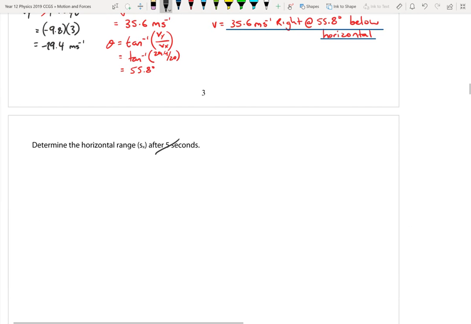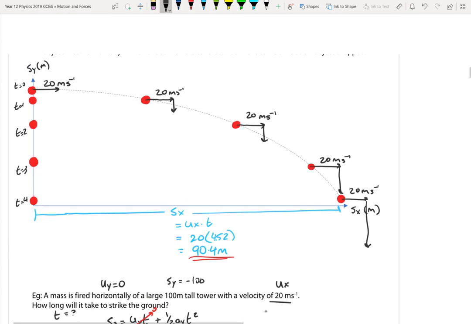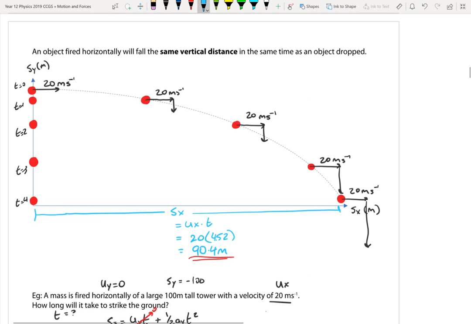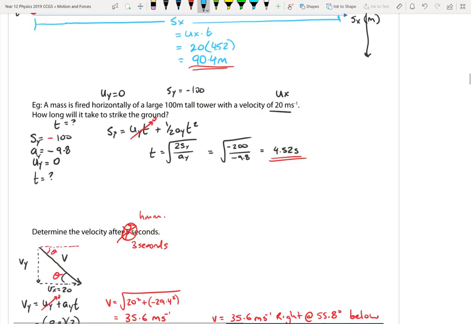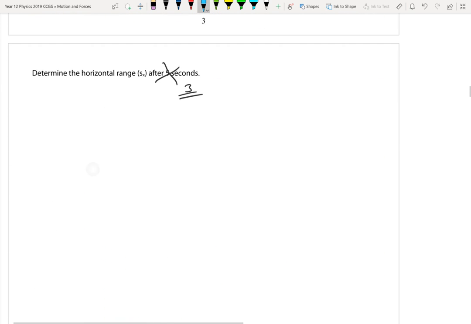There we go. And then the range after, let's go the same 3 seconds. Oh, sorry, the horizontal range. So that just basically means on our diagram, could you please tell me, Sx. Okay? Yeah, pretty easy, 60 meters.